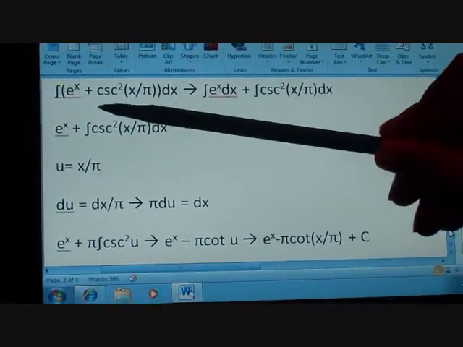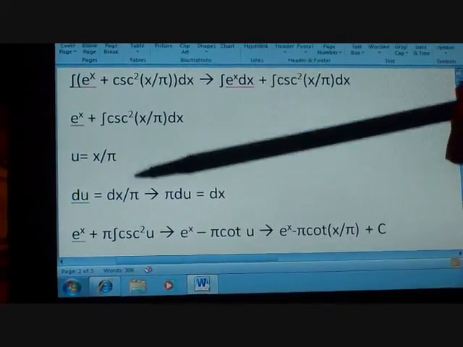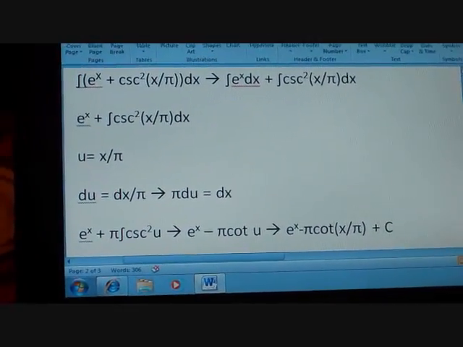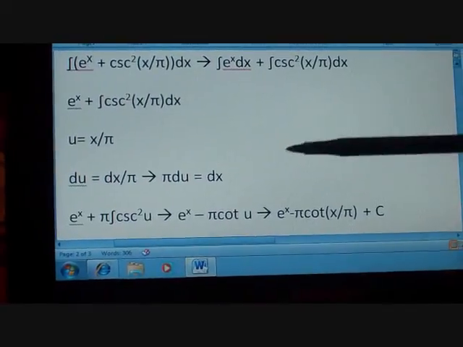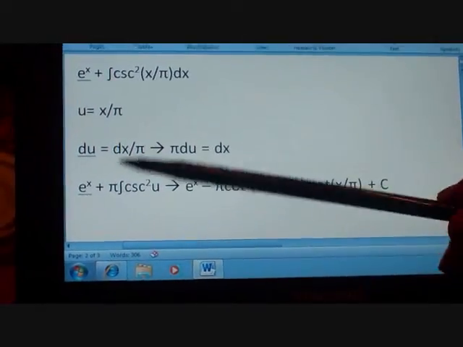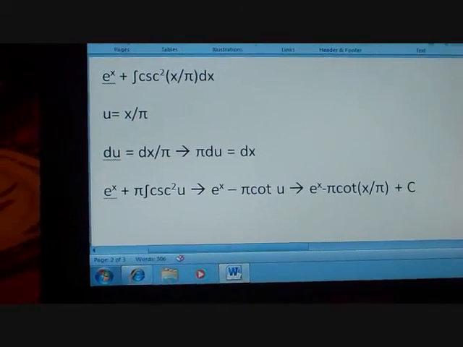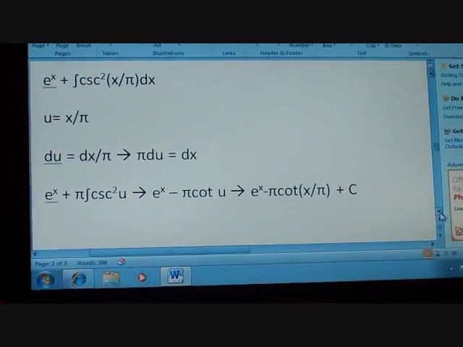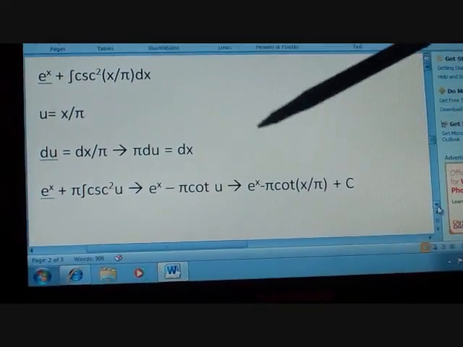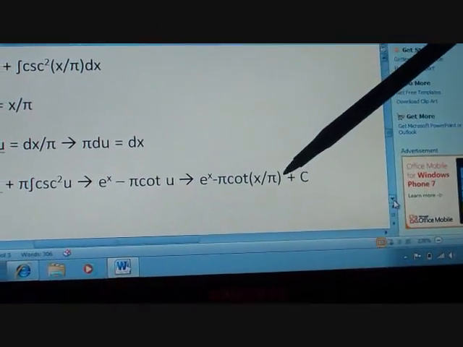So for this part over here where we have our integral still, we have to pull a u out, u being x divided by pi. When we take the derivative, we get du equals dx over pi, which then also simplifies to dx equals pi du. So when we substitute this back in, we have e to the x plus pi, which we can pull through, the integral of cosecant squared u. This furthermore becomes e to the x minus pi cotangent u, which then simplifies down more after we plug our u back in: e to the x minus pi cotangent x over pi plus c.